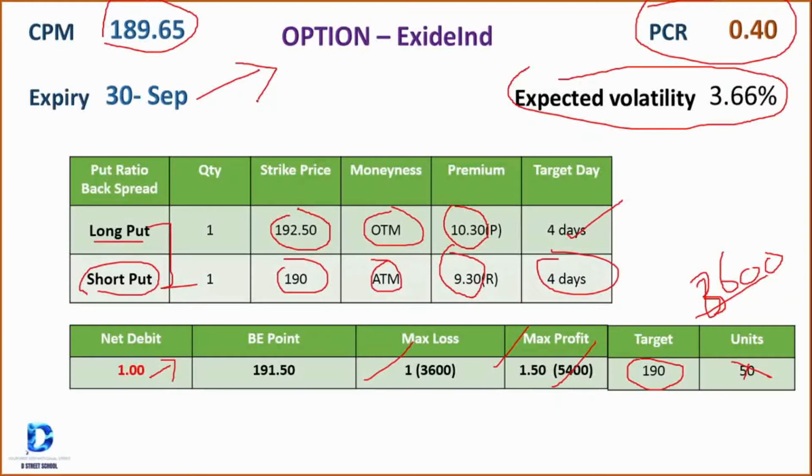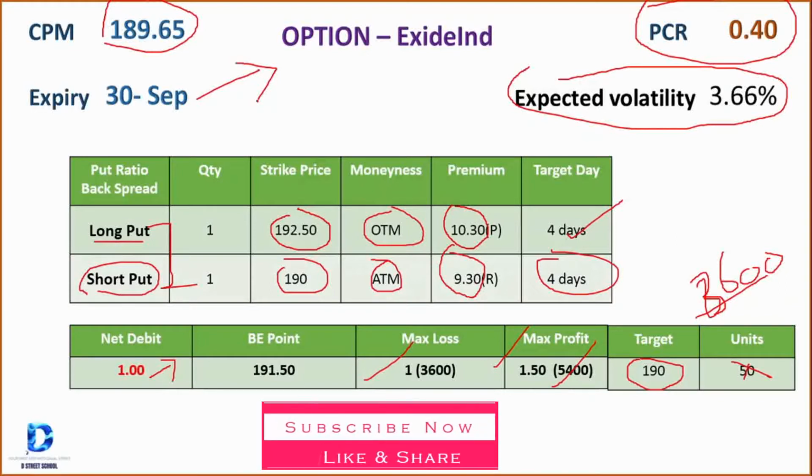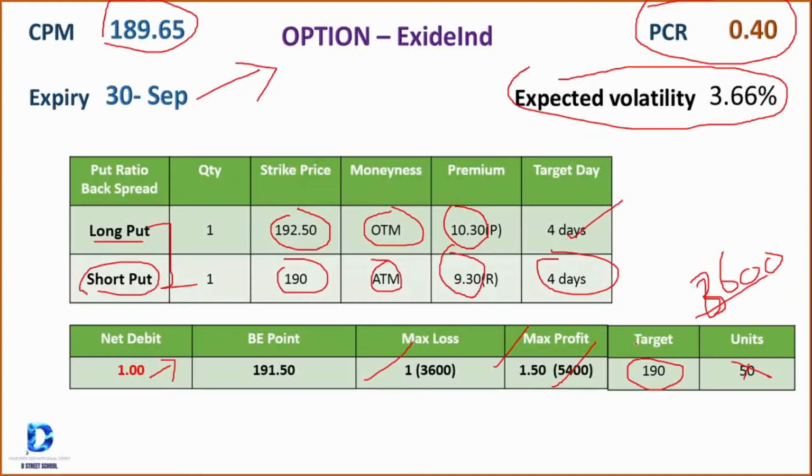Let's see how it works in the market tomorrow. You may also have a confusion: the market is at 189.65, so if the price comes to 190, how would that happen? This is how options work. Once the market opens, the price will definitely change. If you opt for the suggested strike price, I'm sure you will be booking some profit. Let me see how EXIDE India works in the upcoming days.